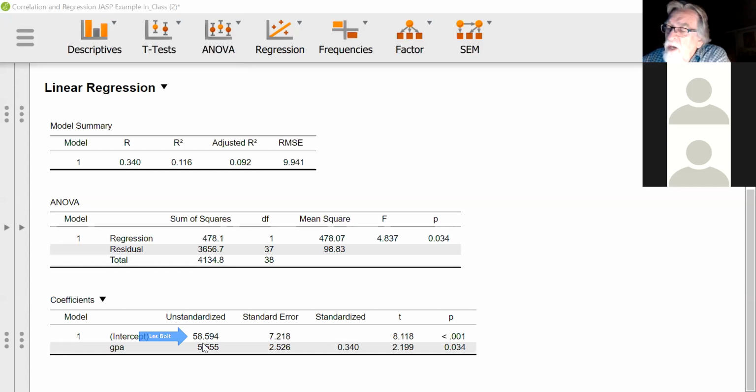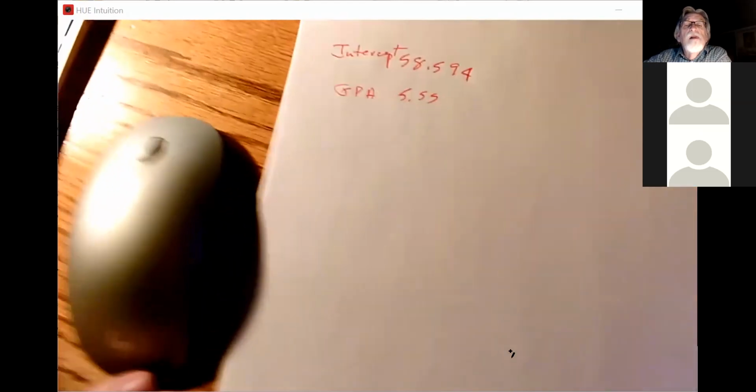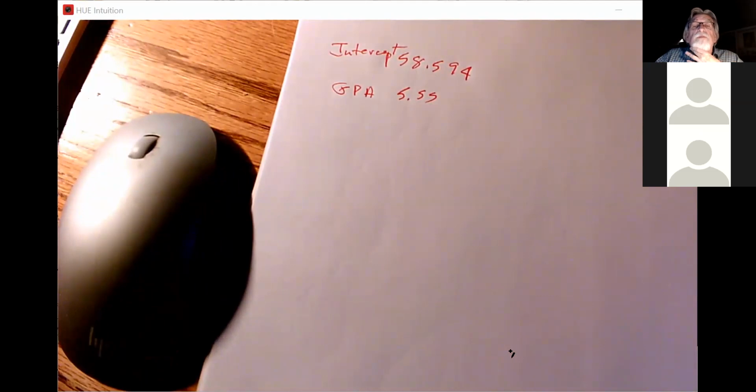And GPA is 5.55. Okay. I'm going to stop this share and go share the overhead. And so these are the values. The intercept is 58.594, and GPA coefficient is 5.55.